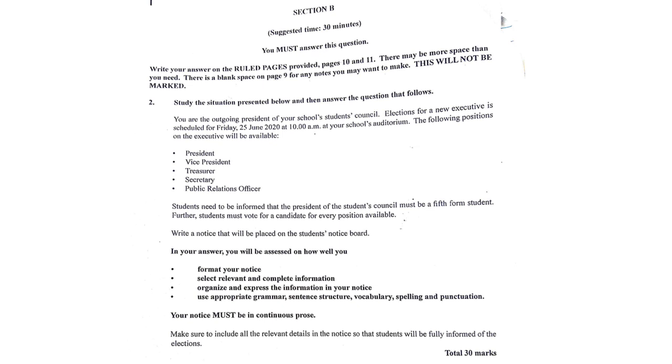This is worth 30 marks. The entire section B is 30 marks. So anything that comes in section B, whether it's a letter, an email, a report, it will be worth 30 marks. So you have to spend some time to get it correctly done. It is the heaviest section of the English A Paper 2 exams, so you have to do it well.